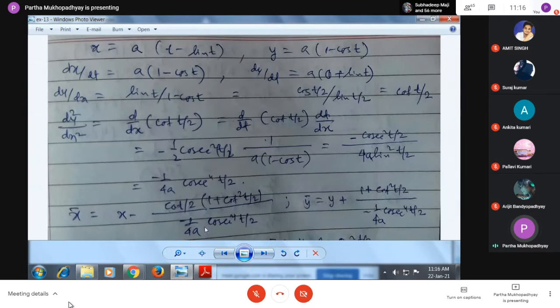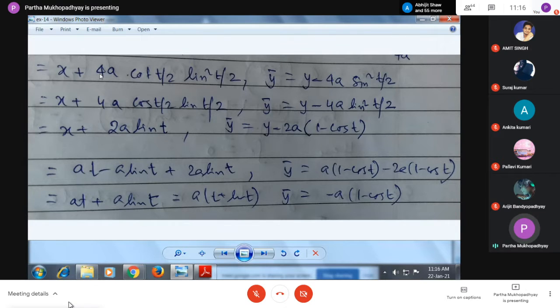Very simple. Suppose here, x bar is equal to x minus. Now 1 by 4a, this minus minus will be plus. 1 by 4a will be 4a here. And this 1 plus cot squared t/2, what is this? This is basically cosec squared t/2. This will cancel 1 cosec squared, 1 cosec squared will be there. And cosec squared will be sin squared t/2. And cot is cos by sin, so sin sin will be cancelled. Cos t/2 sin t/2, that will be sin t. So x bar is equal to x plus 4a.